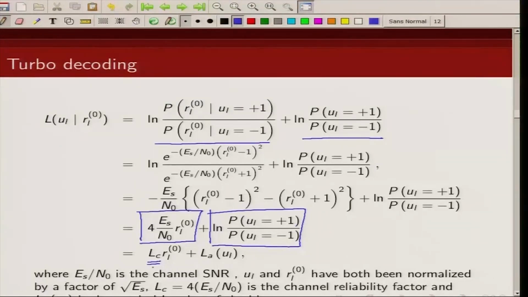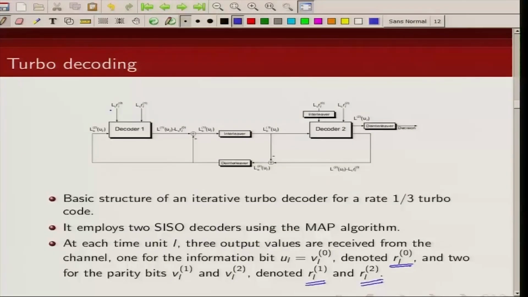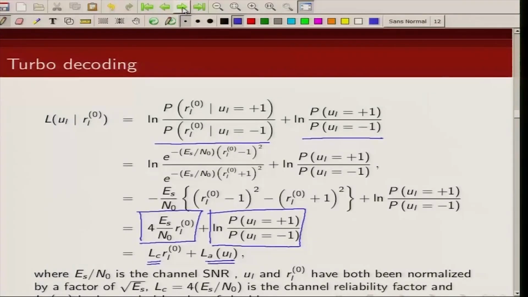So, there are 2 inputs, one coming from the channel which is multiplied by this factor Lc, and the other is a priori knowledge. That is why you noticed in the diagram where I had Lc times RL0, Lc times RL1. These received values were scaled by this channel reliability factor, as you have just derived here.